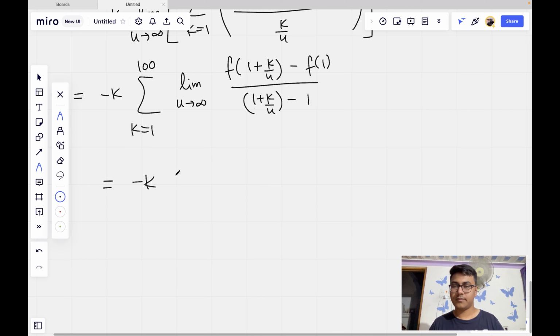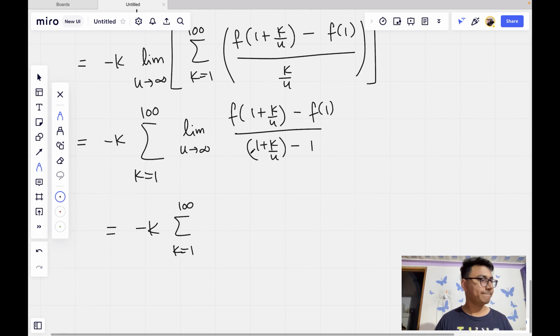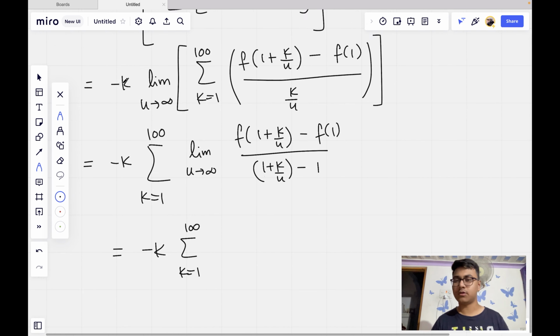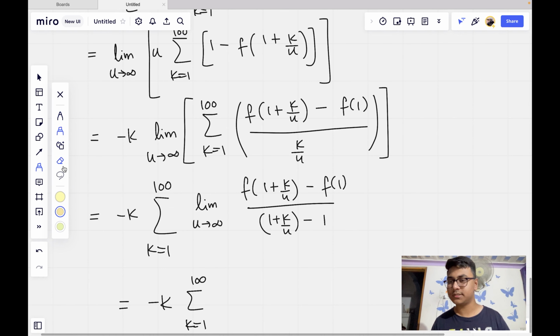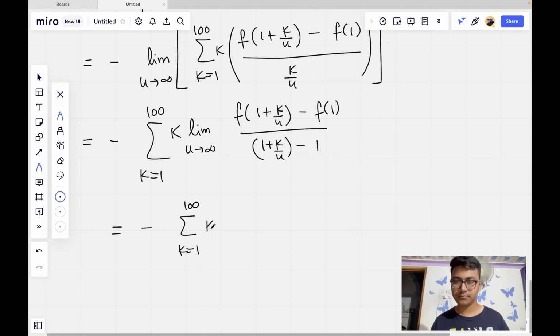This is minus k times the summation as k goes from 1 to 100. Okay, I think I have overused a symbol. Should not have brought this k outside. Okay, I have made another small mistake. This minus sign will be outside, no problem. The k should be inside. We are multiplying and dividing by k inside only. We'll keep this k here. k times f dashed of 1.